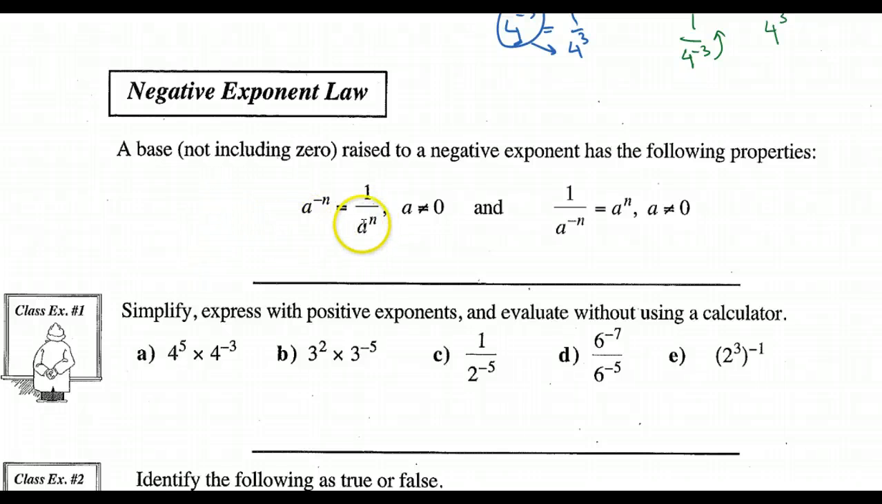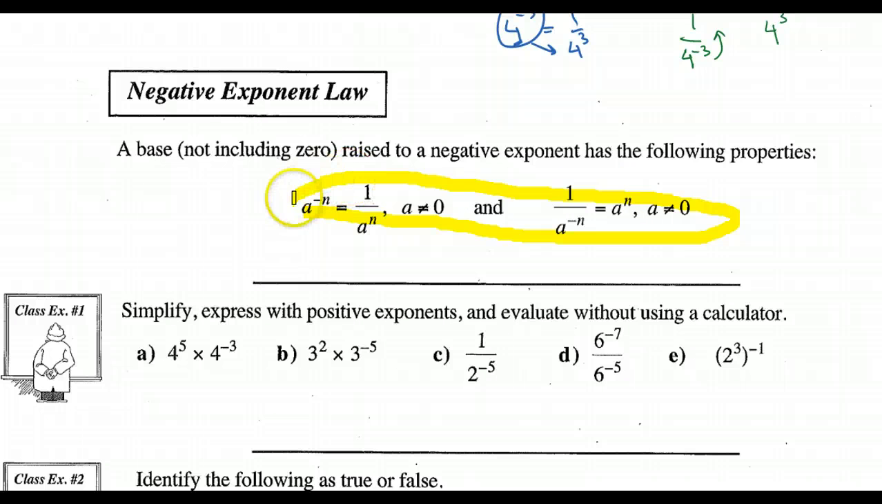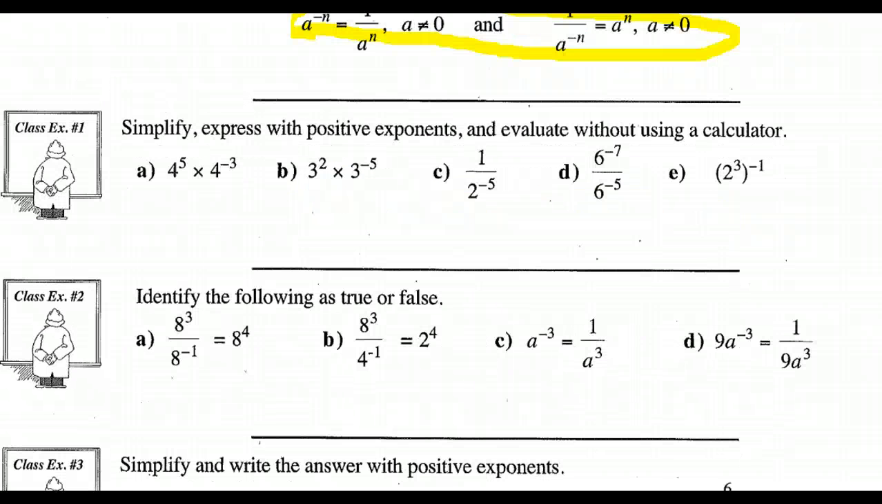Okay, so here's the rule. So highlight this in your textbook. This is the rule here of integral exponents. Again, the key thing is that a cannot be 0, because we cannot divide by 0. That would be 1 over 0, and no good. Okay. All right. Simplify, express with positive exponents, and evaluate without using a calculator.